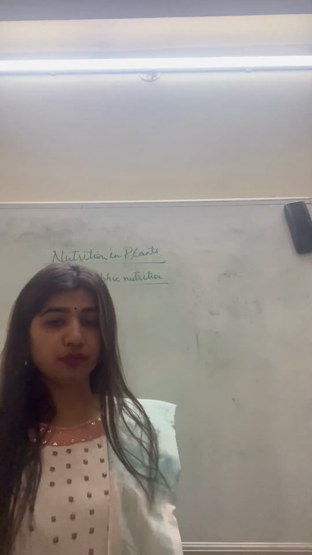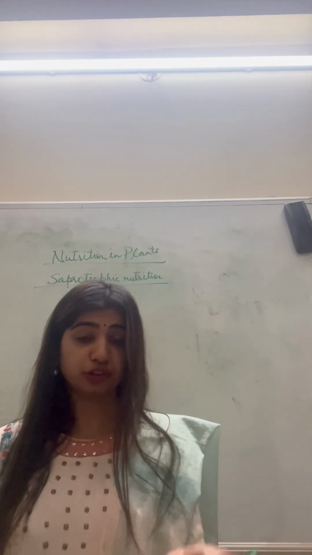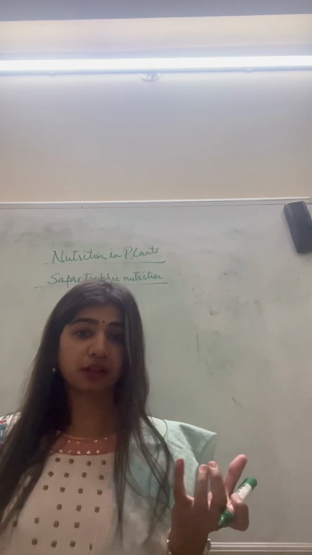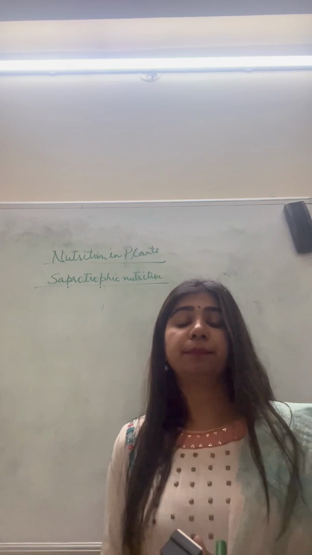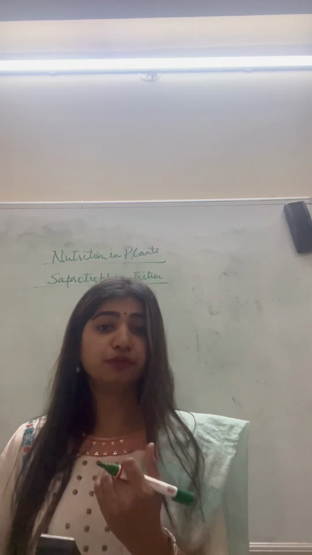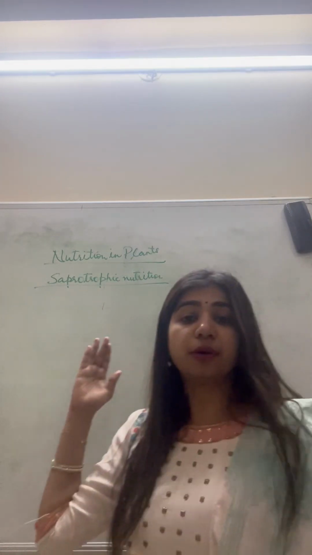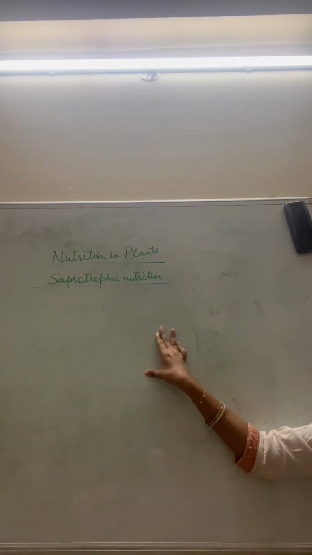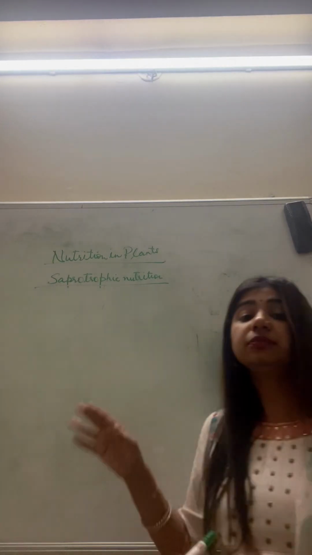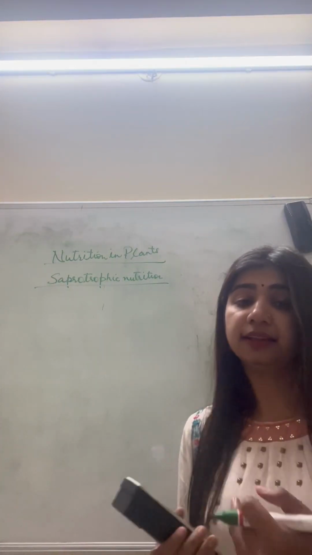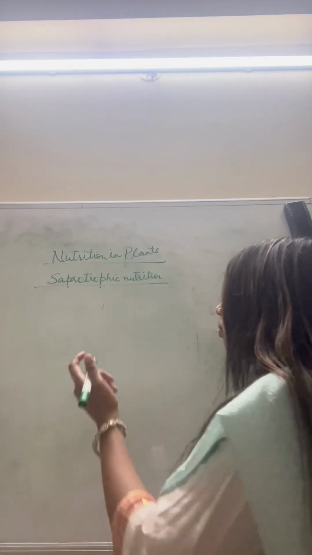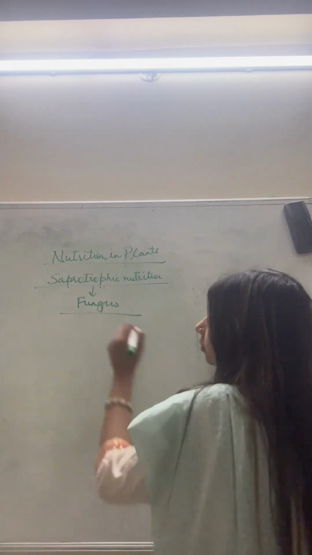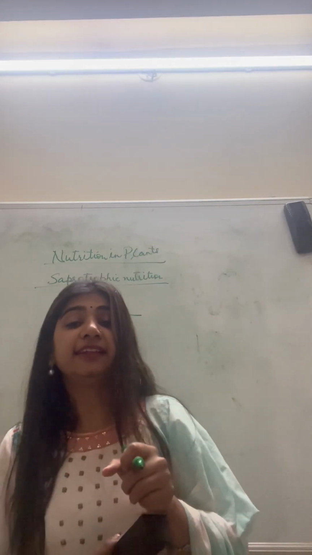So in our last video, we studied about autotrophic nutrition in which organisms are able to manufacture their own food, and heterotrophic nutrition in which organisms directly or indirectly are dependent on other organisms for their food. Now in this video, we will study about saprotrophic nutrition. Saprotrophic nutrition is that nutrition in which organisms take nutrients from dead and decayed matter, like fungus. So fungus take nutrients from dead and decayed matter.